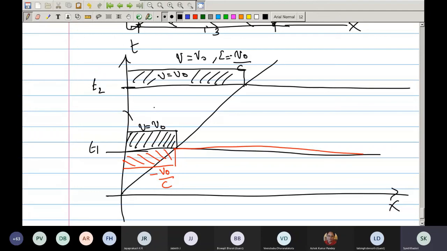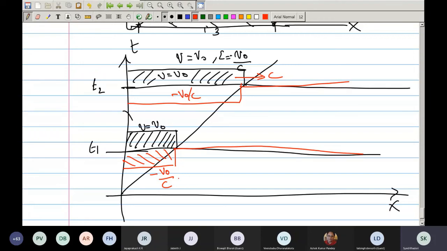And my strain is going to be minus v0 by c and then 0. So what is happening is this velocity which you are applying here is being propagated to the right at a speed of c. So this wave is propagating to the right with a wave speed c. Okay, so now let us see. Fine, that's what is happening.